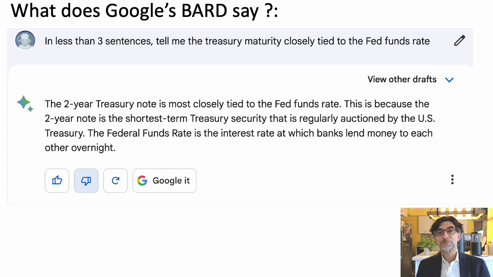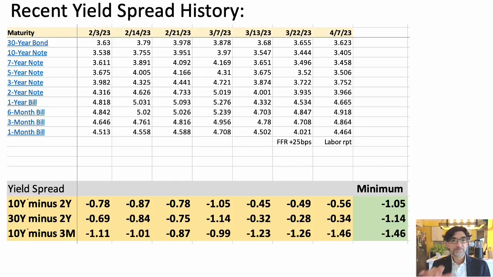So what does Google's bar, that's the AI from Google, what does it say? I looked up this question, tell me the Treasury maturity most closely tied to the Fed funds rate, and it gave me at least 3 or 4 incorrect answers. So I do not like using AI. It does not give correct data, at least for me. So they're saying to use a 2-year Treasury note, but they gave me all different answers. I did this question multiple times.